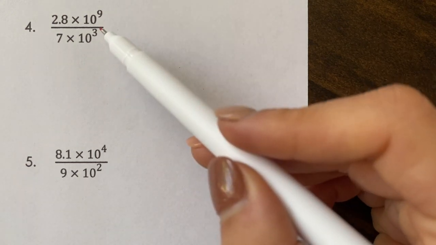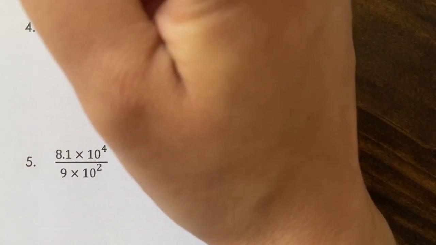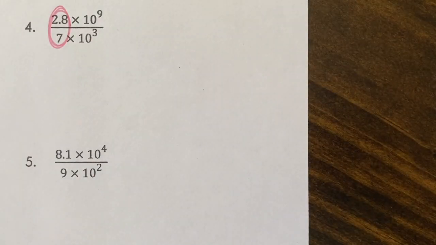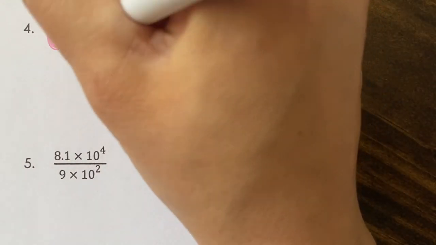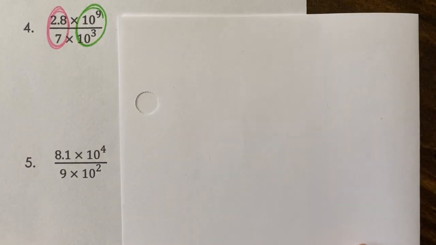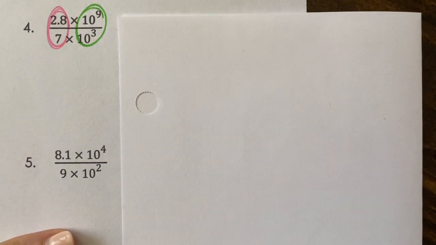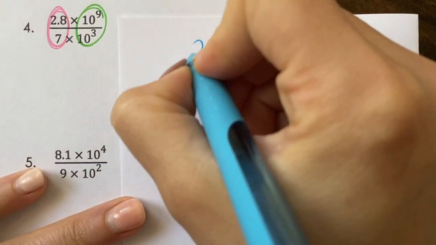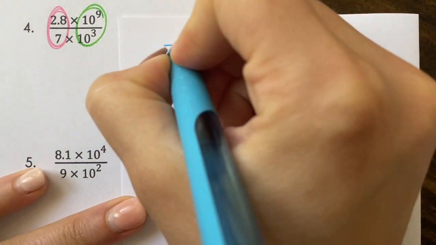So step 1's already done for us. It's written as a fraction, so we're going to split off our 2 parts. So we're going to end up dividing our front numbers together, and we're going to divide the bases of 10 with the exponents together. So 2.8 divided by 7. We're going to do it the long way first. I think a lot of you probably are learning something from this. So 2.8 divided by 7.